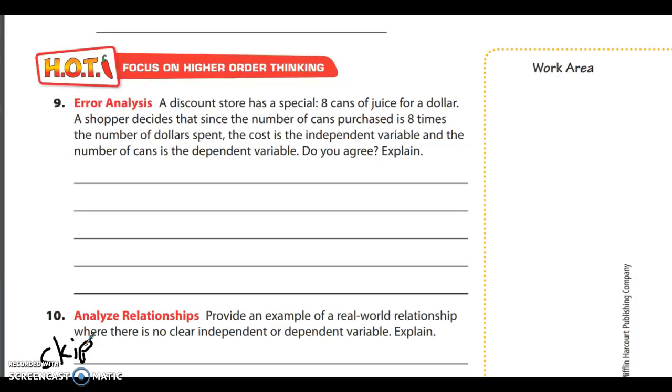A discount store has a special 8 cans of juice for $8. A shopper decides that since the number of cans purchased is 8 times the number of dollars spent, the cost is the independent variable, and the number of cans is the dependent variable, and do you agree?